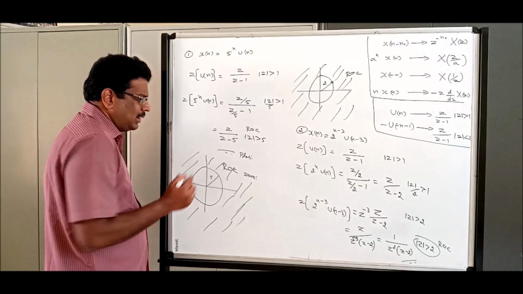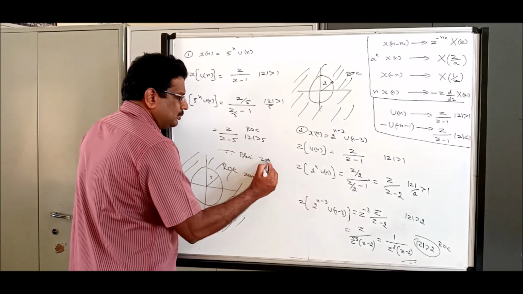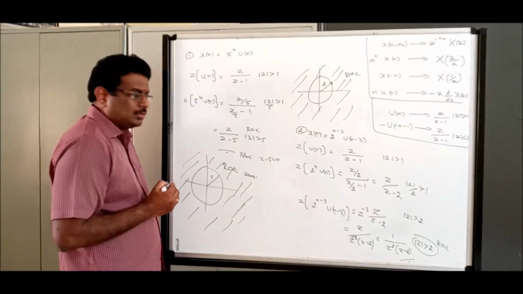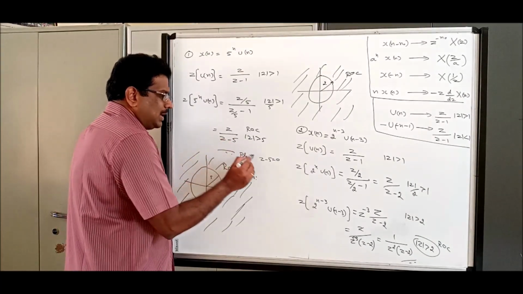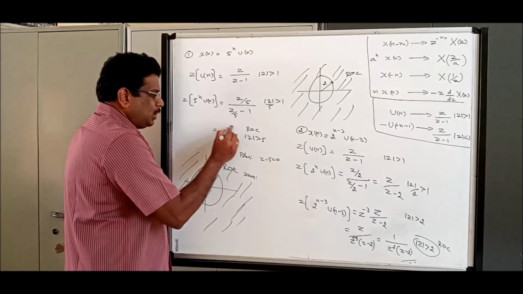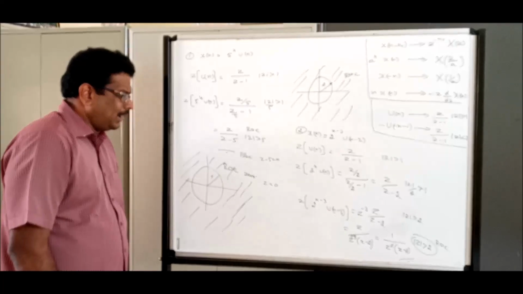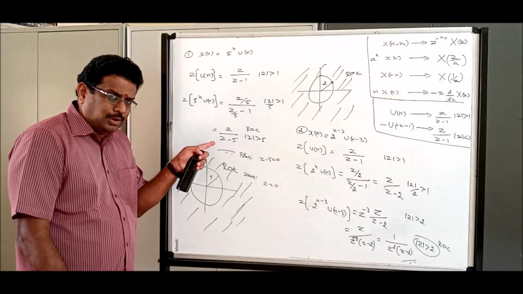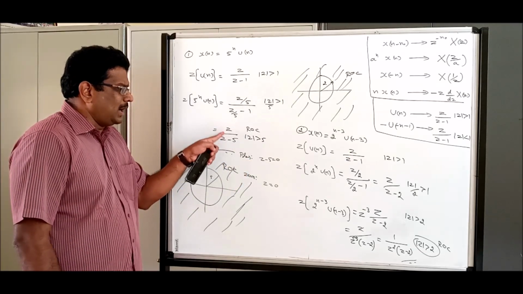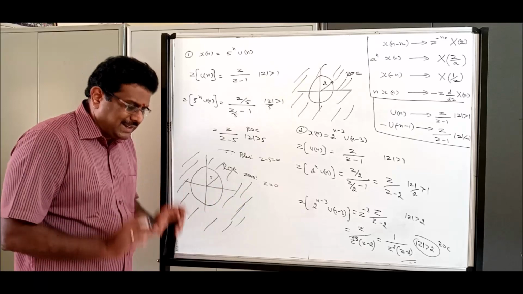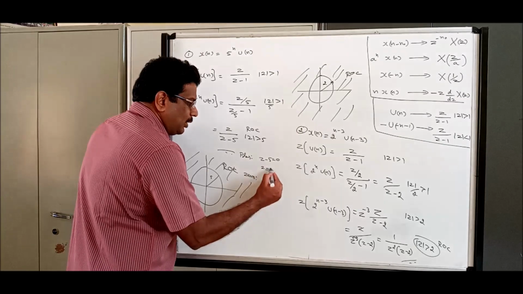What are the procedures? Equate the denominator to 0. You will get the poles. Equate the numerator to 0. You will get the zeros. Very simple idea. Next, try to tell what z is. Therefore, z is equal to 5.